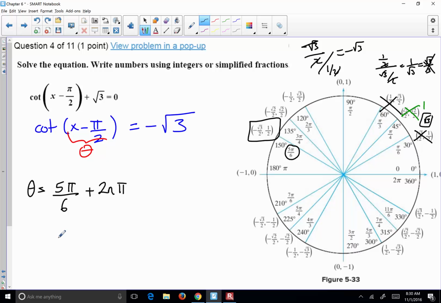Okay? Or, what is the other value? Is this the only one that makes it? Usually it's the opposite side you need to check out. What is this one giving you when you divide x by y? Cosine over sine is negative root 3 as well. So 11 pi over 6 plus 2n pi.